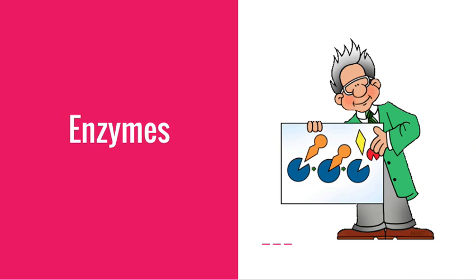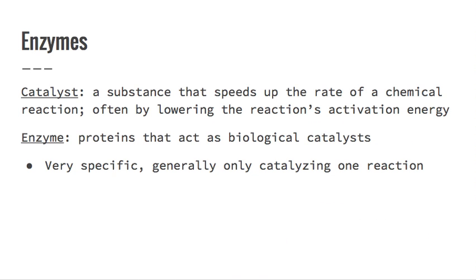We're going to talk a little bit about enzymes. An enzyme is a biological catalyst, and a catalyst is any substance that speeds up the rate of a chemical reaction. It often lowers that activation energy, or the amount of energy needed. Enzymes are very specific, and they generally only catalyze one reaction at a time.